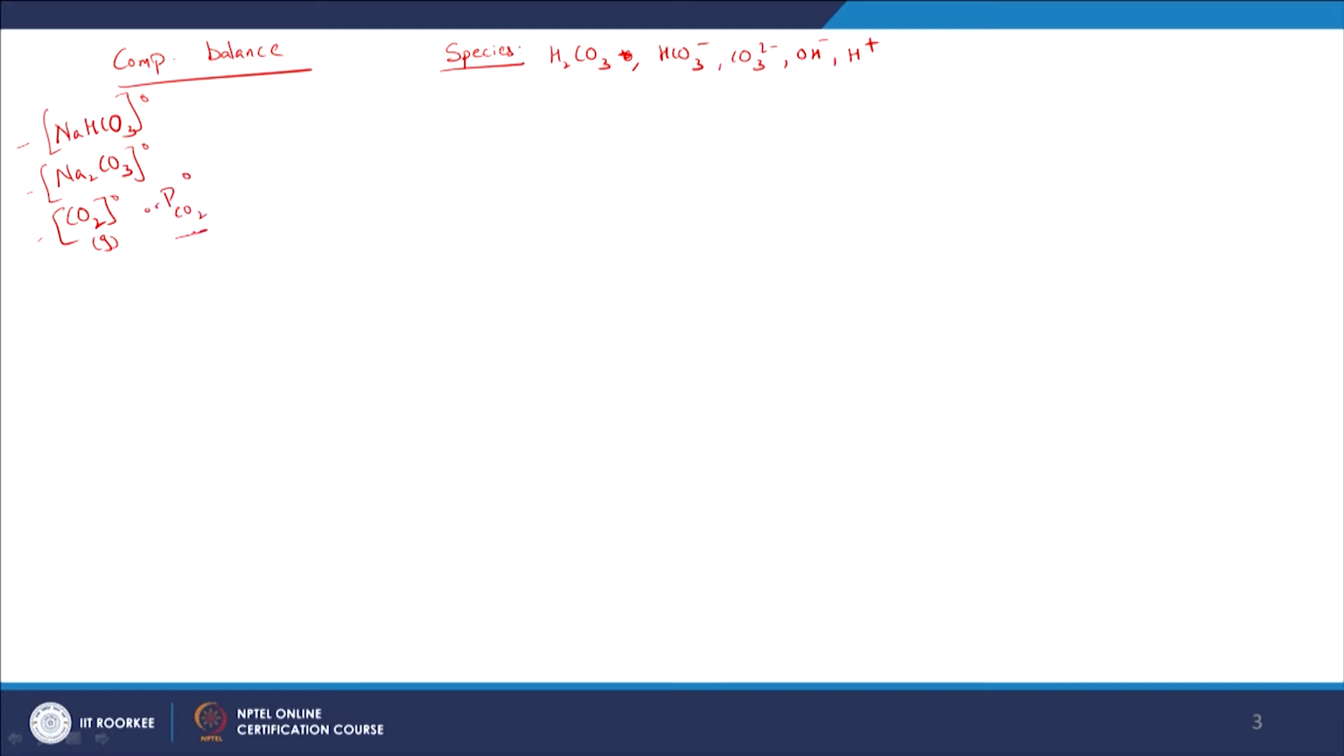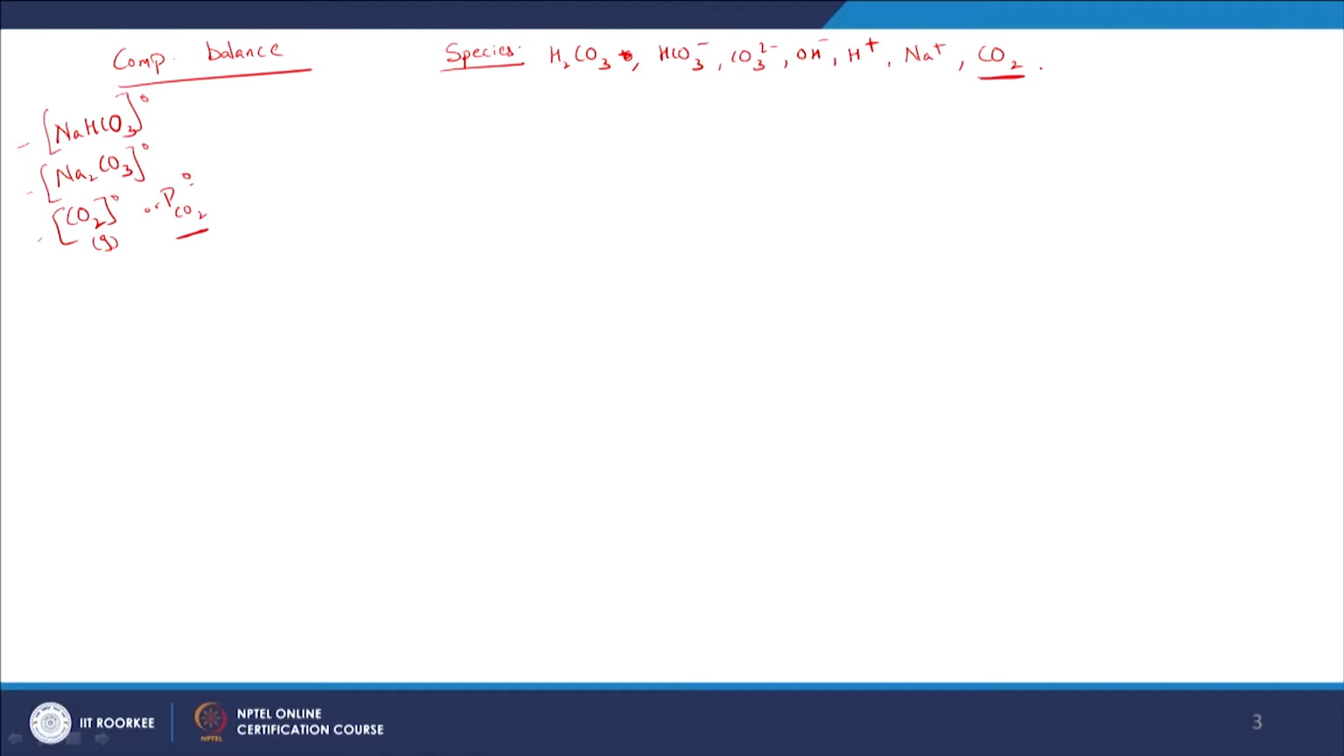PCO2 is your partial pressure of carbon dioxide initially. So these are the three aspects we have, and obviously now what else are we missing? We are also missing sodium. And these are the species that we just listed. How many do we have? We have 6 species. They are similar to what we listed in our closed system.